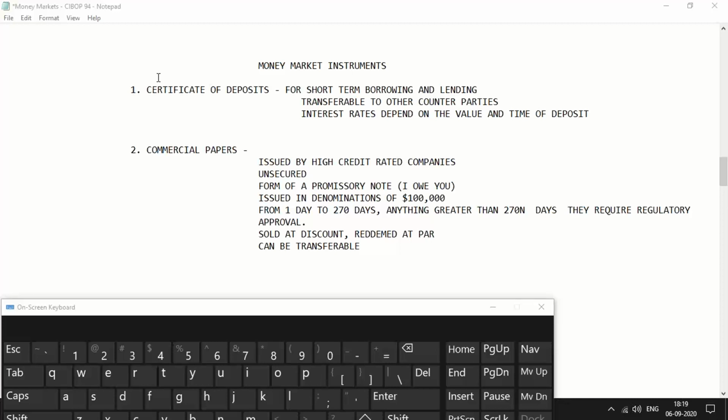I have a question. The commercial paper says it's for 270 days, right? So how much is it for a certificate of deposit? Less than 1 year. Anything less than 1 year, less than 365 days, exactly.